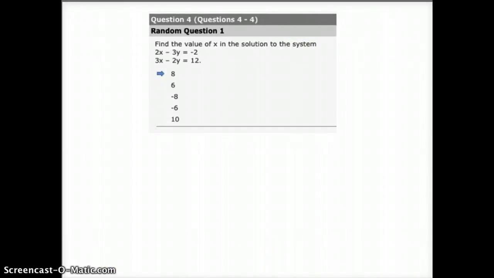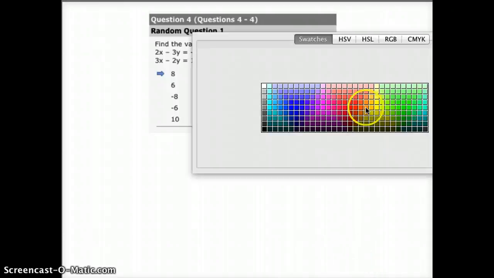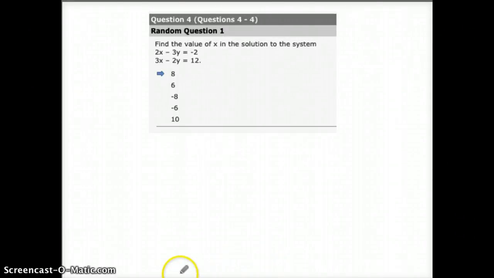All right, let's look at another problem. This is one that gave people difficulty. Find the value of x in the solution to the system. So here's my system. Well, one thing I know, it's independent. Okay, it's going to have a point right here. Now there's 5 ways of doing this problem.